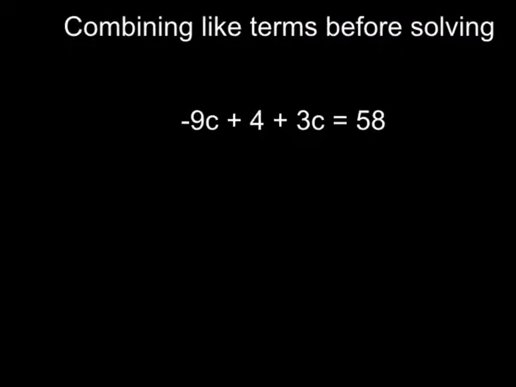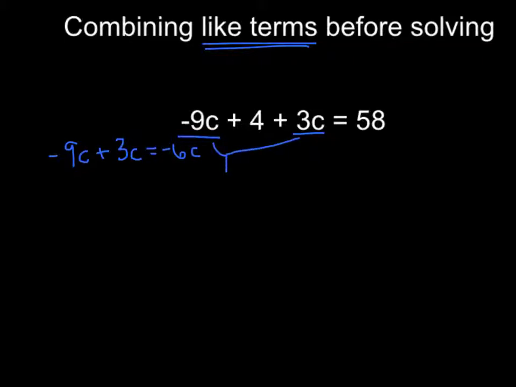Last problem that we're going to do. We're going to combine some like terms before we actually do things. We have negative 9 times c plus 4 plus 3 times c is equal to 58. So we need to combine like terms. Like terms are situations where we have the same variable for a couple of different terms, and terms are being added and subtracted. So I have negative 9c and 3c. Those are my like terms. So I'm going to do this work off to the side. Negative 9c plus a positive 3c is equal to negative 6c. So now all of this is going to get me negative 6c plus 4 is equal to 58.